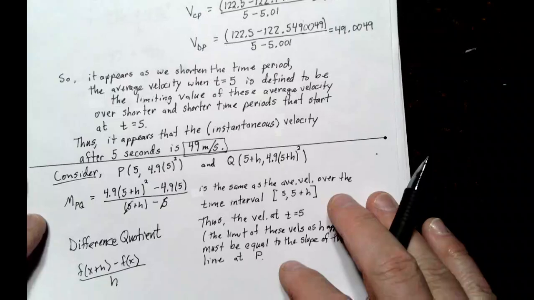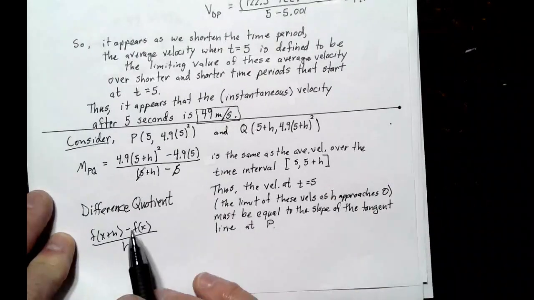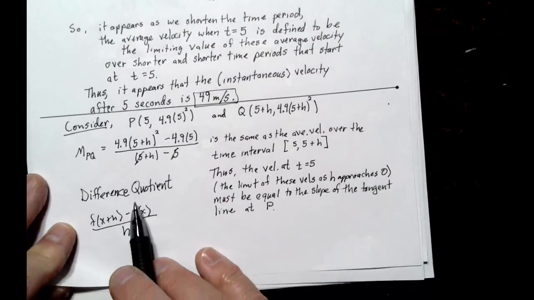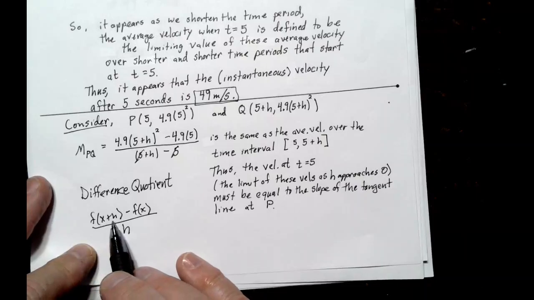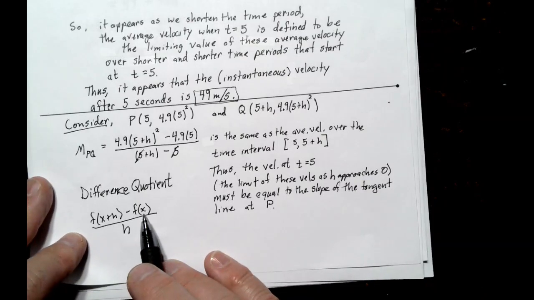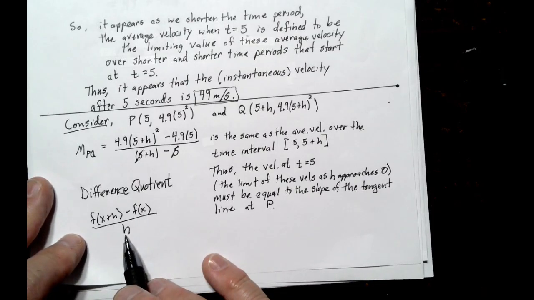Now you can find it another way using what's called the difference quotient. Okay, the difference quotient is simply plugging x plus h into the function and plugging x into the function and dividing it by some increment h.